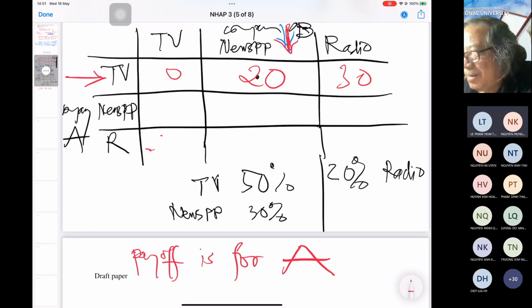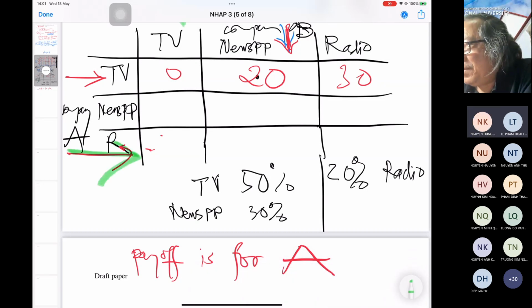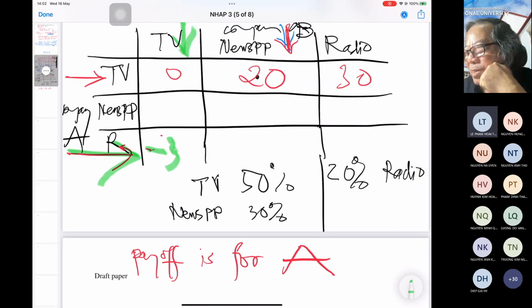A uses radio and B uses television. Then here is what? Zero. That means B gets 50% of customers and A gets only 20. So that means A is less than B by 30%. Is that okay?